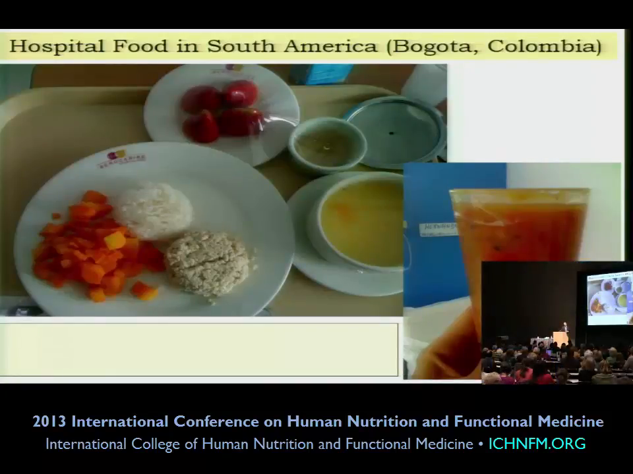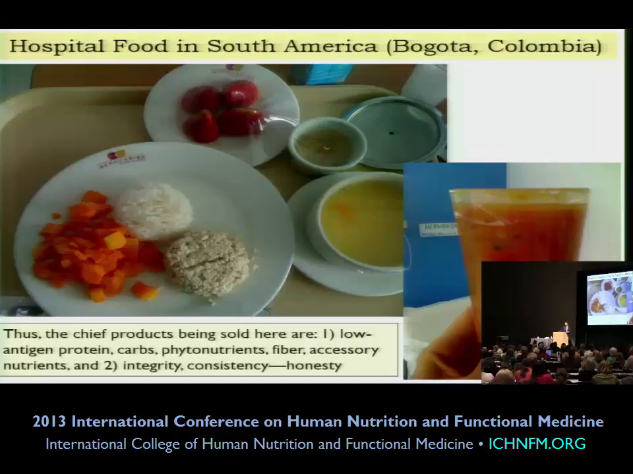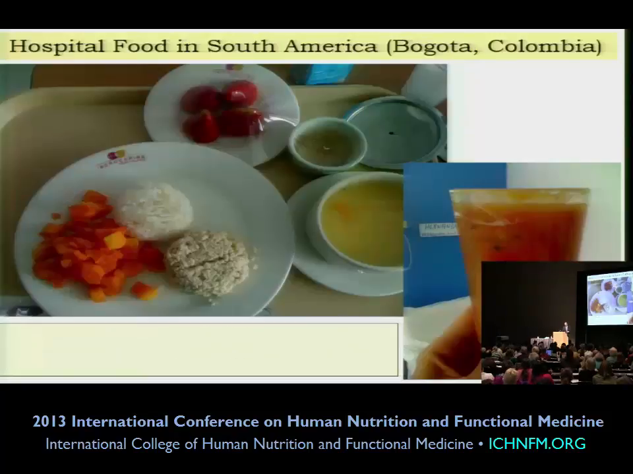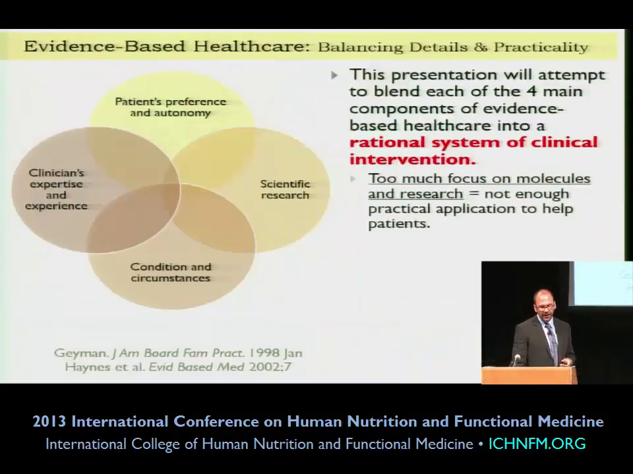The same month that other photo was taken from the hospital I was working in, I also went to Colombia and spent some time in a hospital there, and this is what they serve their patients. Steamed vegetables, fresh fruit and vegetable puree, healthy serving of protein. So why does hospital food in other countries look like this, and in America it looks like this?